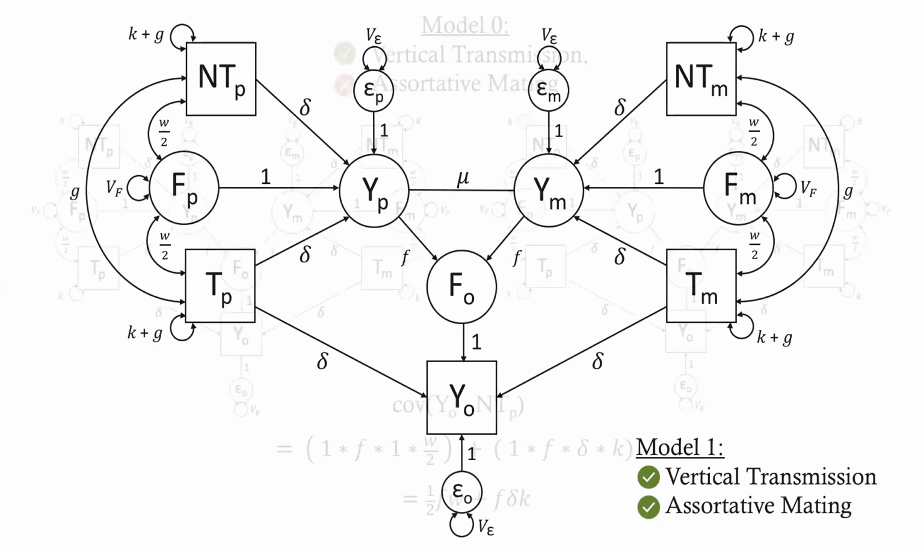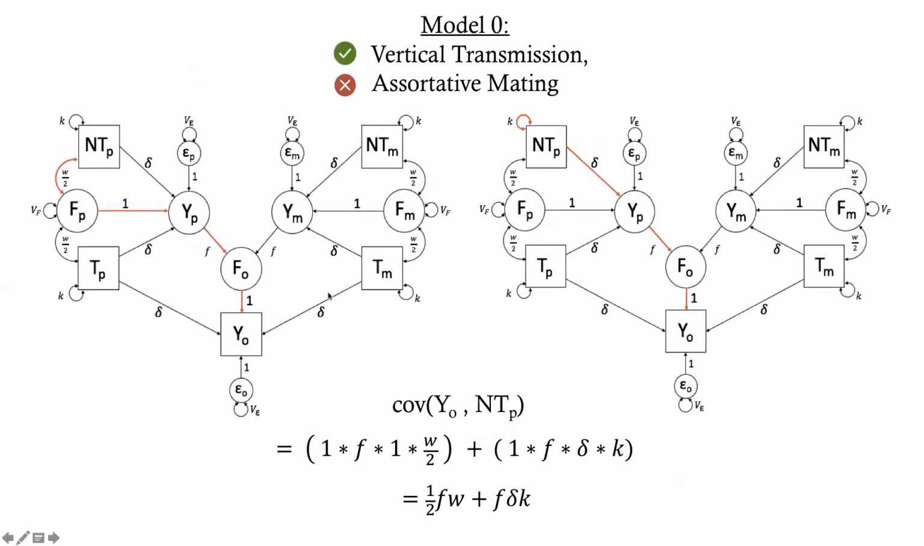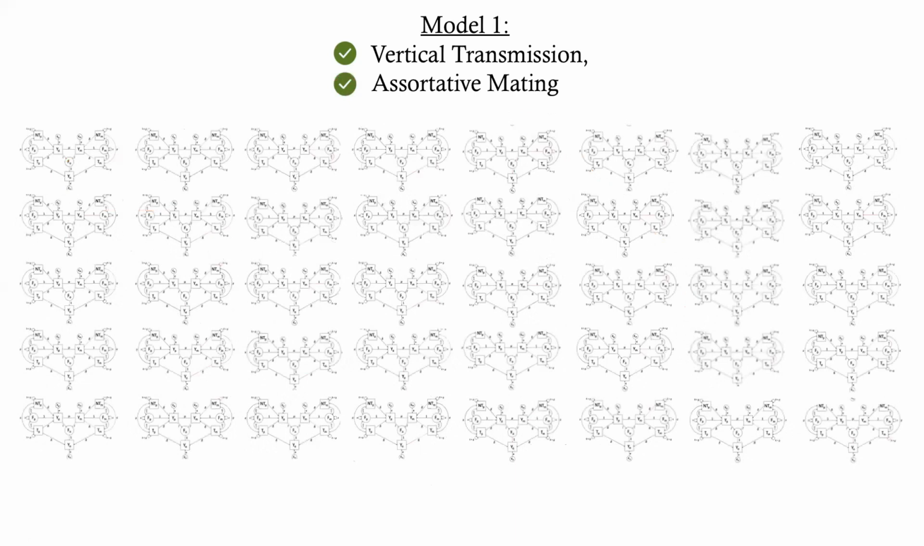So for example, in the last video, I talked about how there were 2 legitimate paths between the offspring's phenotype and the non-transmitted paternal haplotype. So there are only 2 paths which give rise to this algebraic expectation. So that's in model 0. In model 1, there are 40 paths between the offspring phenotype and the non-transmitted paternal allele. And obviously, that is a lot. And I think this is a big reason why past designs have avoided incorporating assortment altogether.